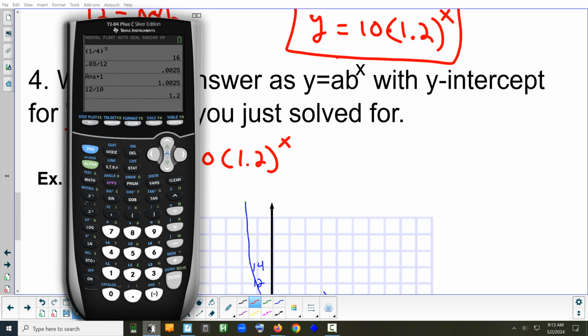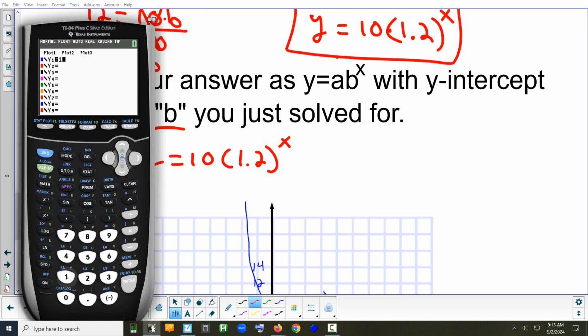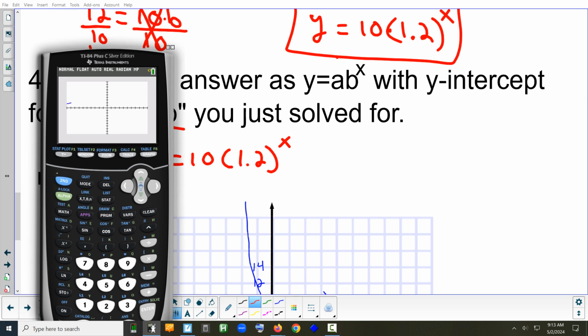All right, now let's look at a picture of what we just did. Is this going to be growth or decay? Yeah, this is going to be growth. How come? Yeah, because it's above 1. So that means it should curve up as we go to the right. And it is curving up. I just didn't zoom out enough to see it.